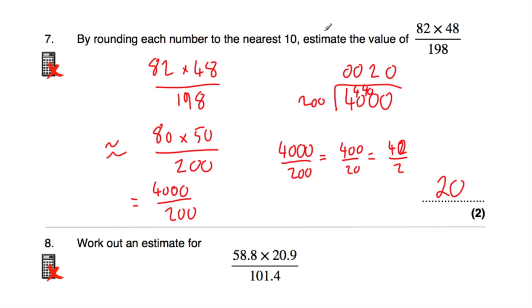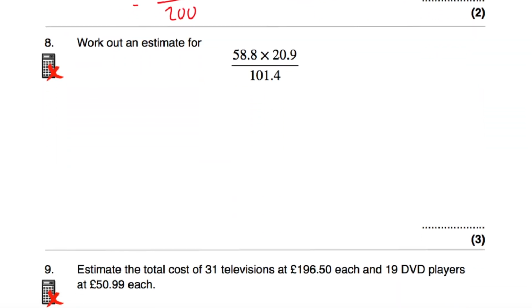So that's it. What we've done in this question is we've rounded the numbers to the nearest 10, and then we've worked out our estimate. And again, just out of interest, let's do 82 multiplied by 48, get the answer and divide by 198, and that's equal to 19.878787 and so on. So 20 is pretty close to that, so it's a good estimate. Okay, let's look at our next question, question number 8.